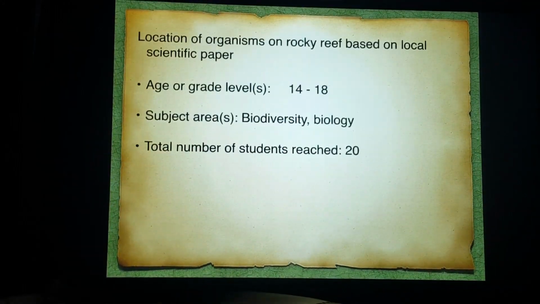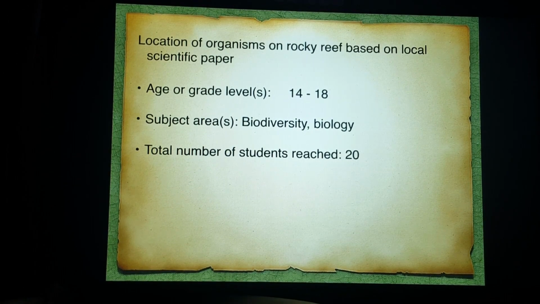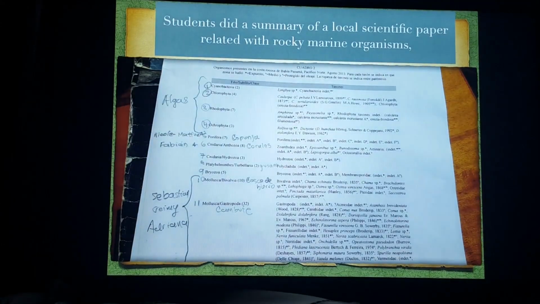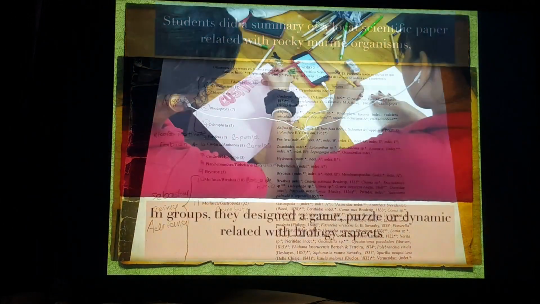We can start with the location of organisms on rocky reef based on a local scientific paper. Age of grade levels: 14 to 18. Subject areas: biodiversity. Total number of students reached: 20. What did we do? Students did a summary of a local scientific paper related with rocky marine organisms.